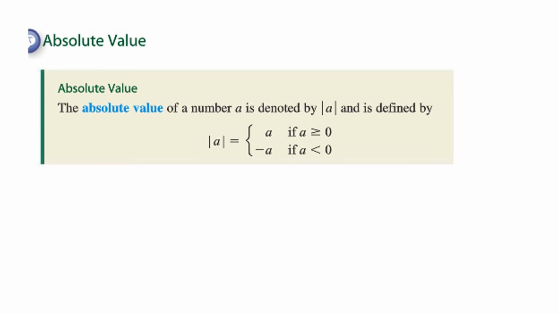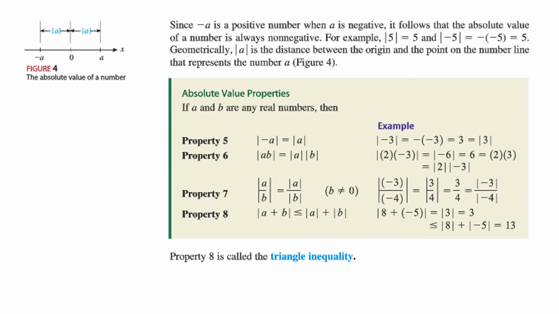We also will study absolute values. This is the definition of an absolute value. The absolute value of a number is the distance the number is from 0. This is the formal definition. And so the absolute value of a is the distance from 0 to that point.